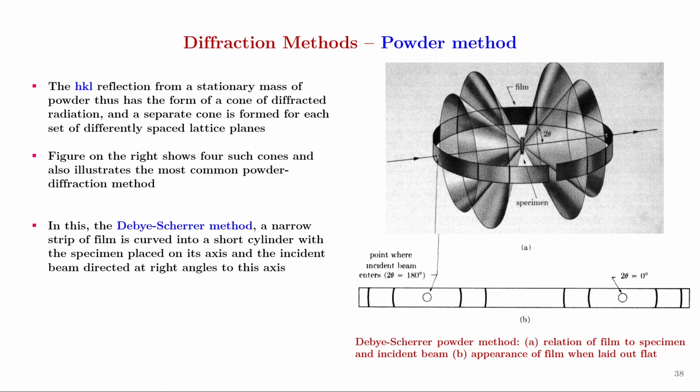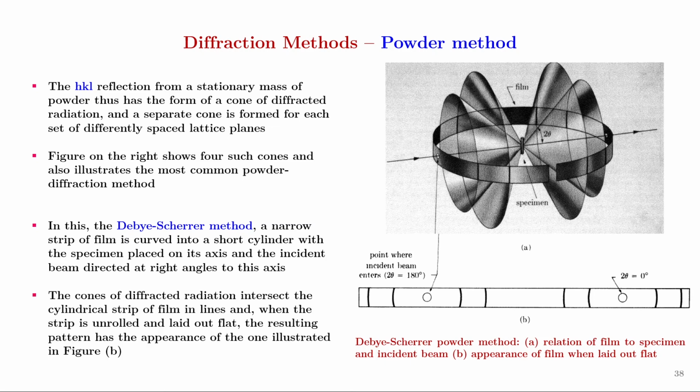In this, also known as the Debye-Scherrer method, a narrow strip of film is curved into a short cylinder with the specimen placed on its axis, and the incident beam is directed at right angles to this axis. The cones of diffracted radiation intersect the cylindrical strip of film in lines, and when the strip is unrolled and laid out flat, the resulting pattern has the appearance of the one illustrated in figure B.